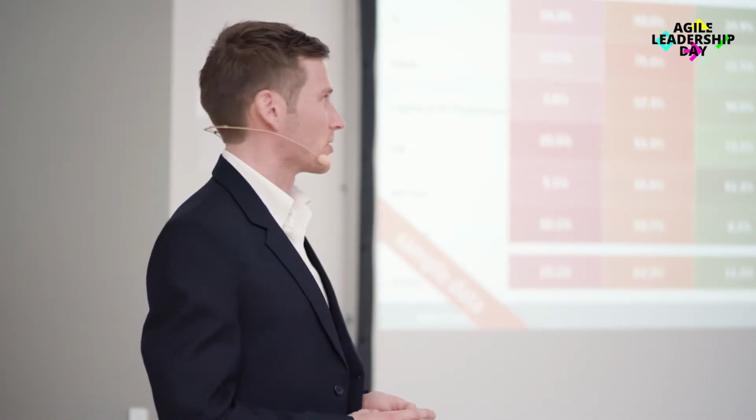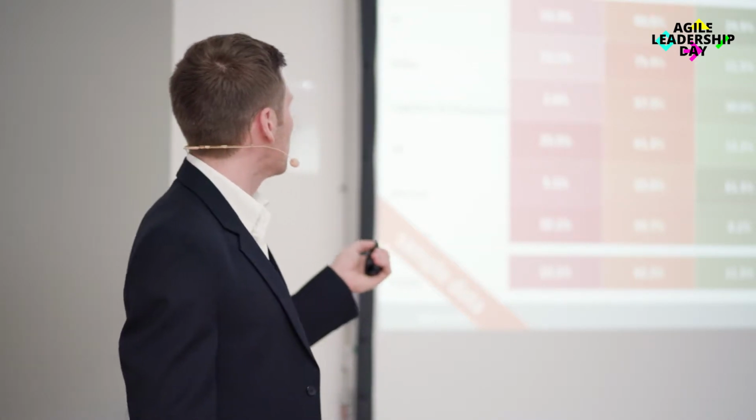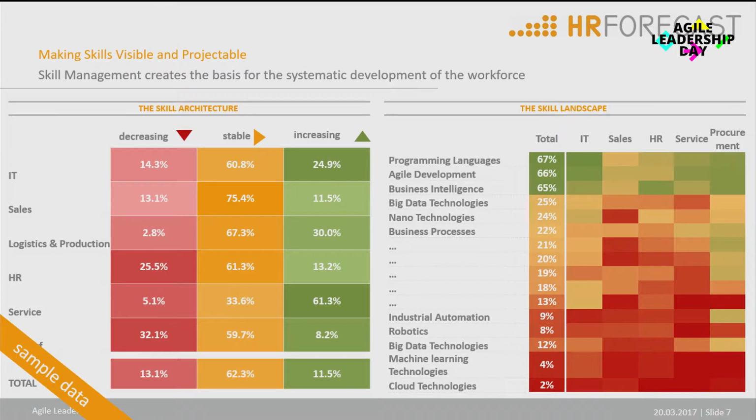So let's have a look into, for instance, IT. Within IT, roughly 14% of the employees have skills of decreasing importance. Then the majority, 61%, have stable skills, and another 25% have increasing skills. That's, by the way, also kind of a picture of the IT that we see in Germany.